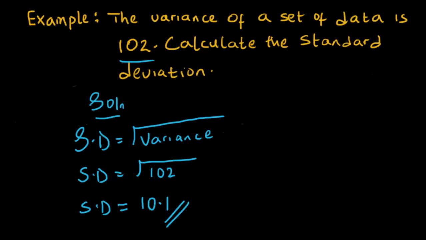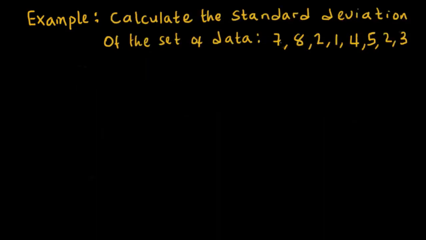Let's take another question. We have this question: calculate the standard deviation of the set of data 7, 8, 2, 1, 4, 5, 3. Now let's solve this. The first thing you want to remember is the formula for standard deviation, the square root of variance. I hope you've not forgotten.